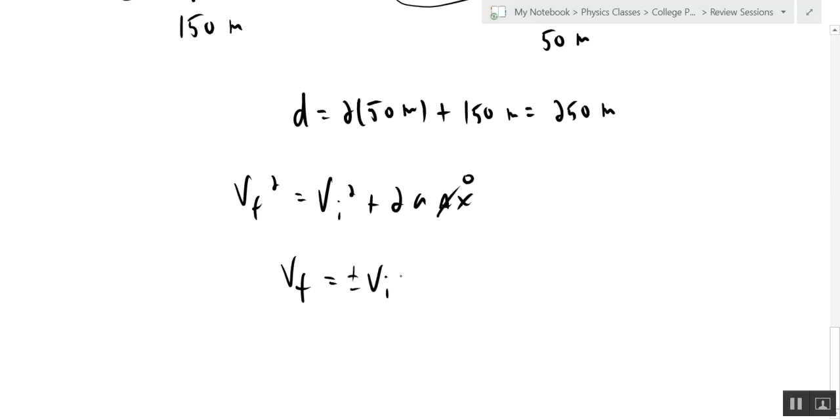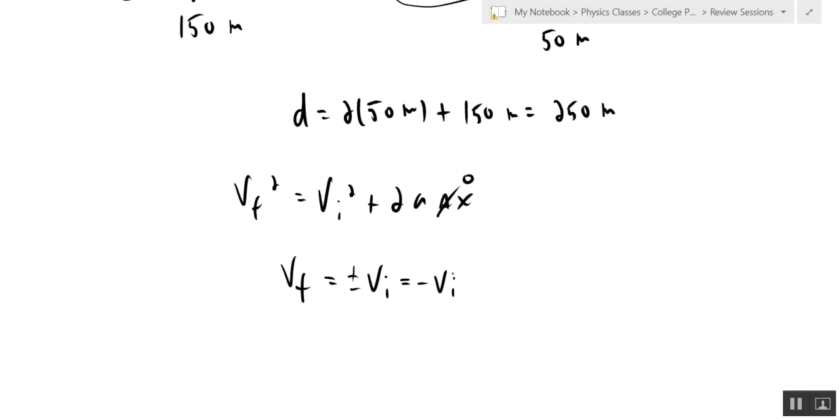Plus or minus VI? Is it plus or minus? Minus, going past to the negative direction. So that answers your question. When it gets back to delta X is 0, it's not stopped. It's going in the opposite direction at the same velocity, correct?